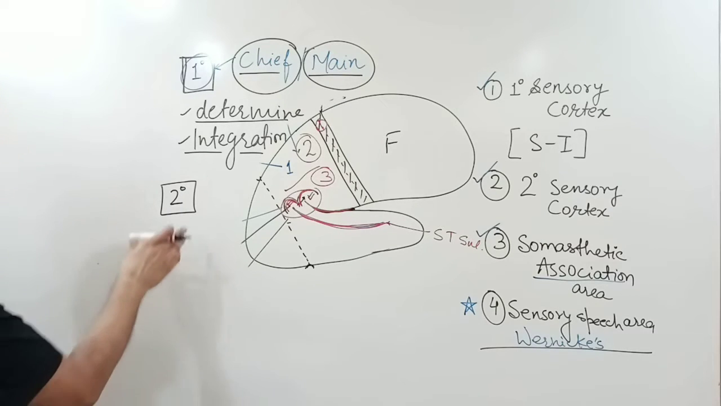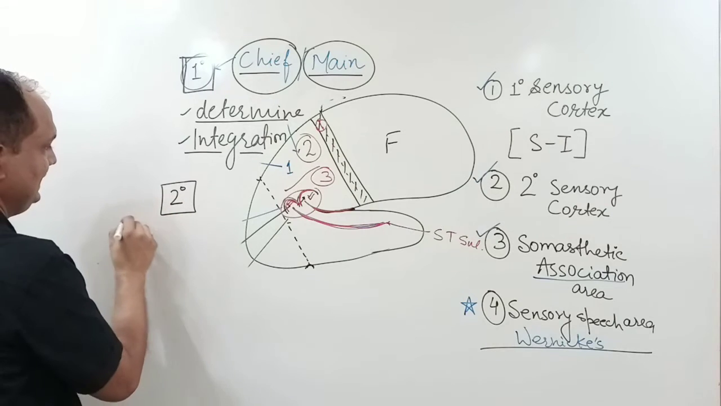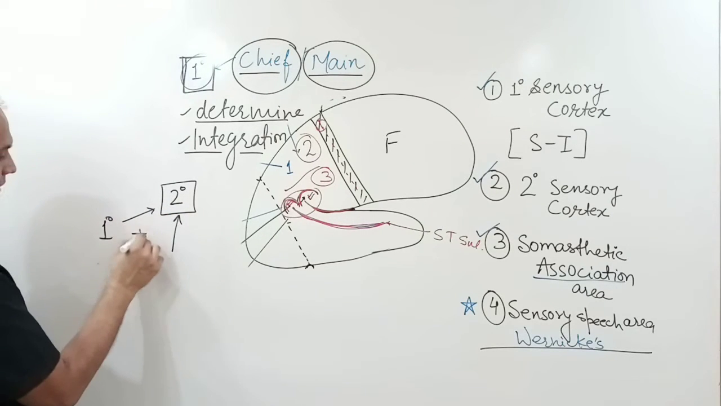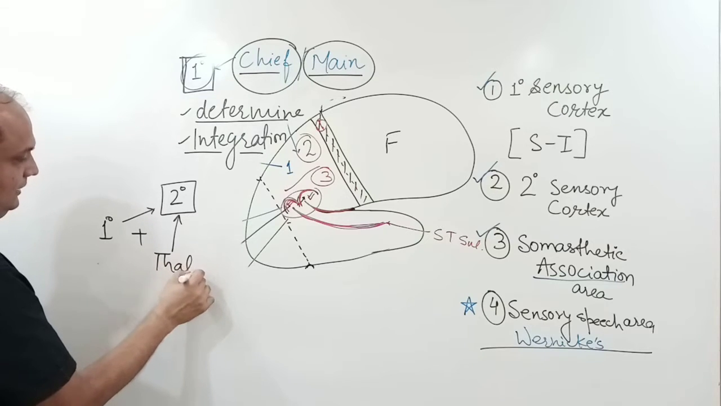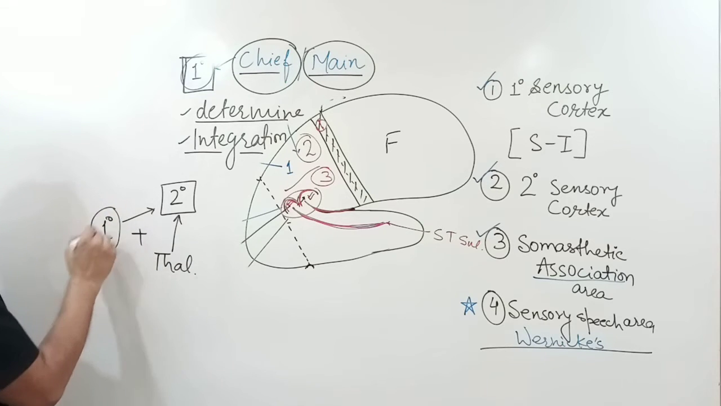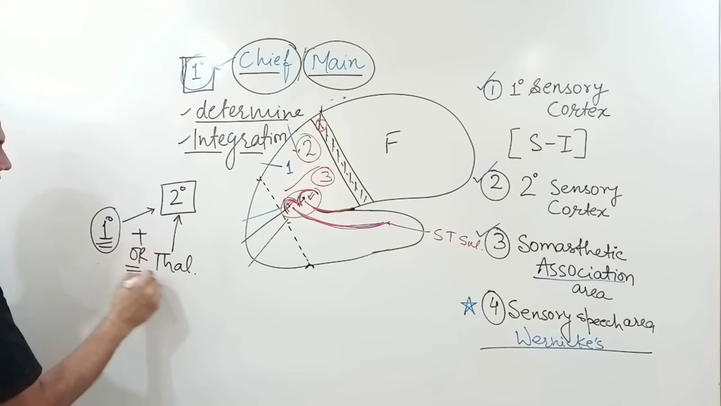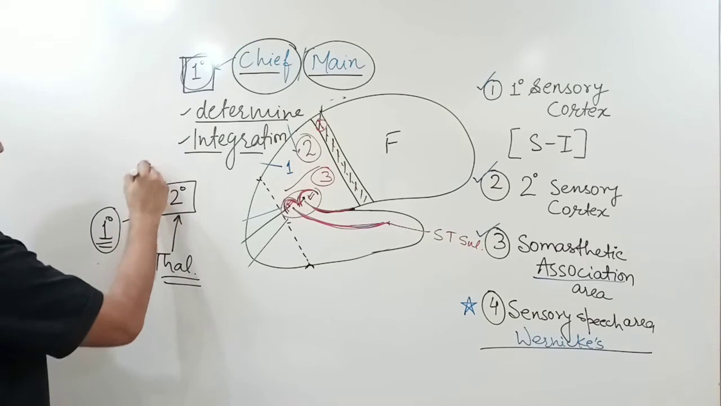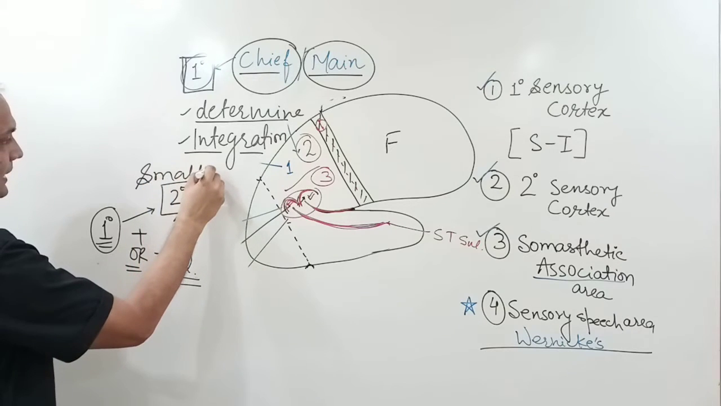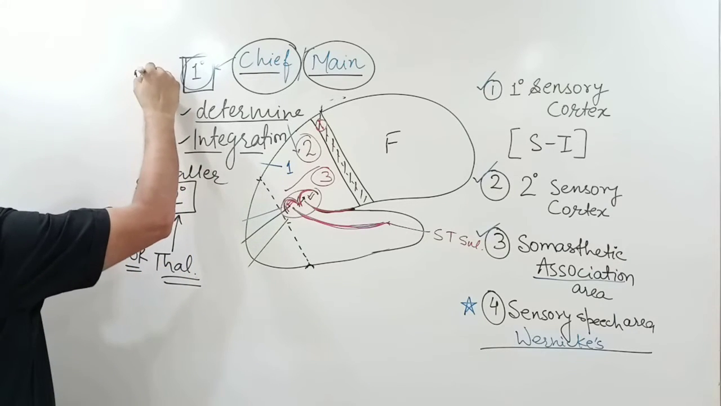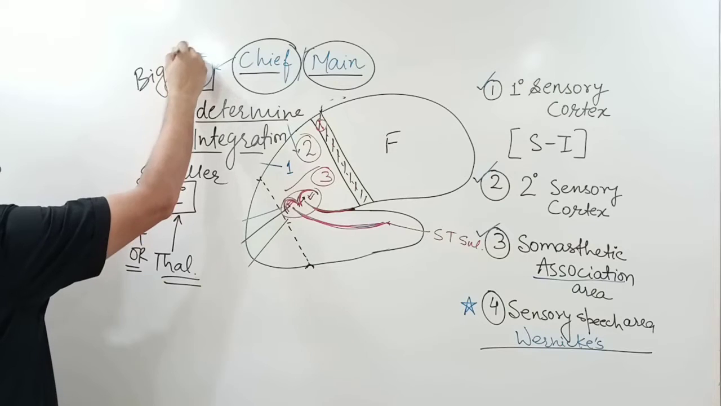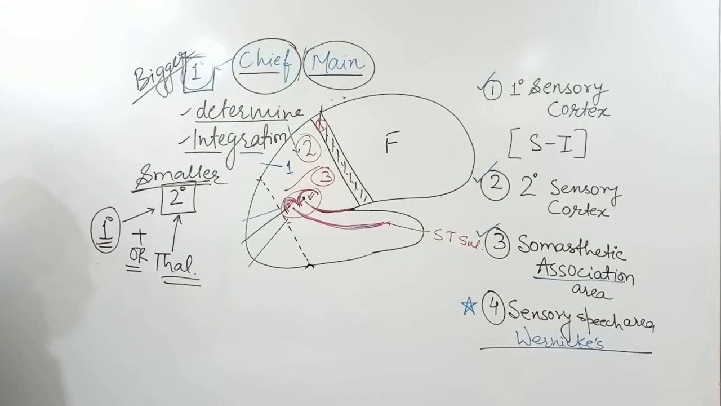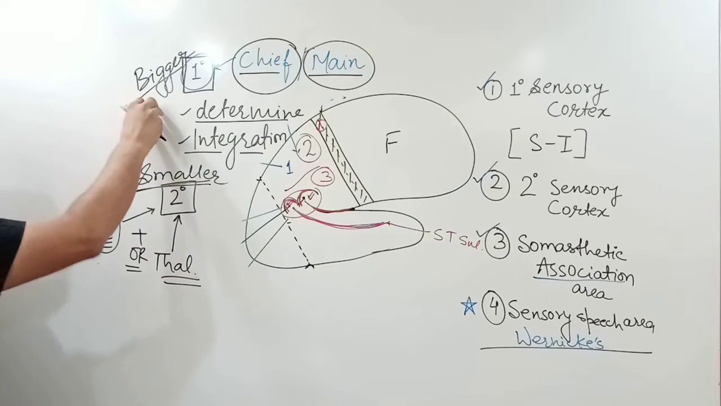These lie outside the primary area, and the secondary area receives input from the primary as well as from the thalamus. They may receive fibers from the primary, or from the thalamus, or from both. And these regions are smaller and the primary areas are bigger. Primary areas are bigger in size while the secondary areas are smaller in size. So that is the basic difference.